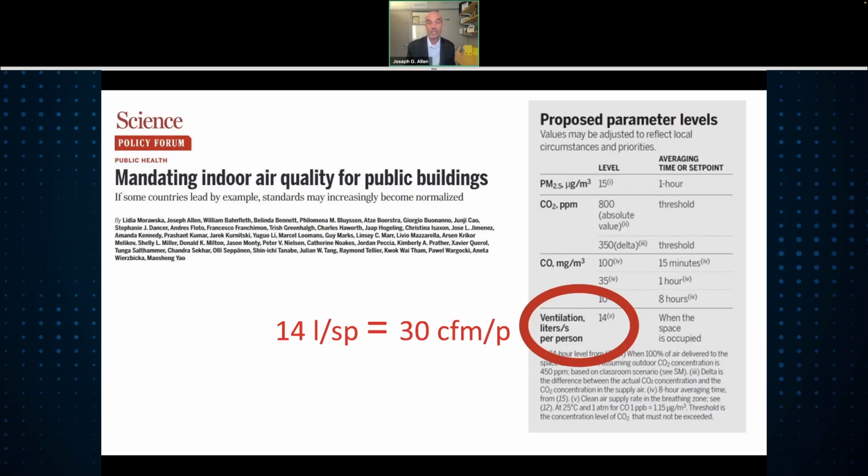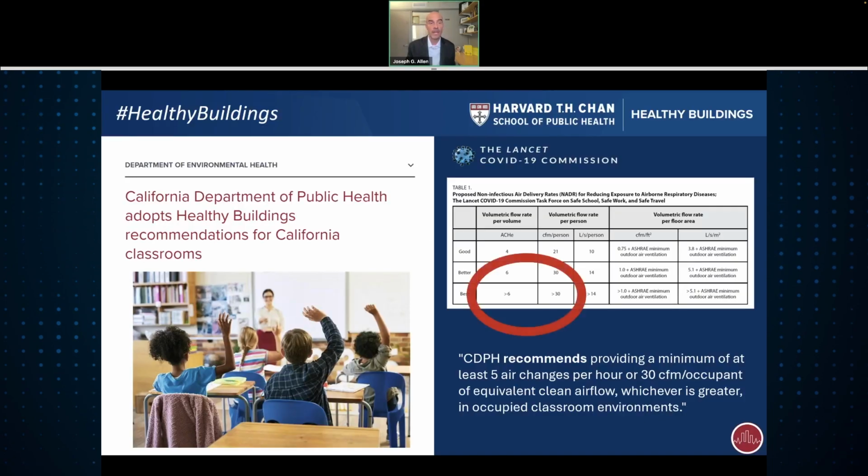We had a really nice win just a couple months ago. The California Department of Public Health adopted the healthy building recommendations for California schools. And you'll see here in the note, they followed and adopted what was also put forward by the Lancet COVID-19 Commission. California Department of Public Health recommends for schools a minimum of at least 5 air changes per hour or 30 CFM per occupant per person, whichever is greater.